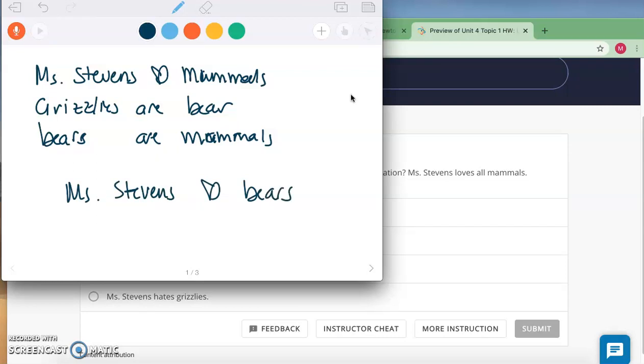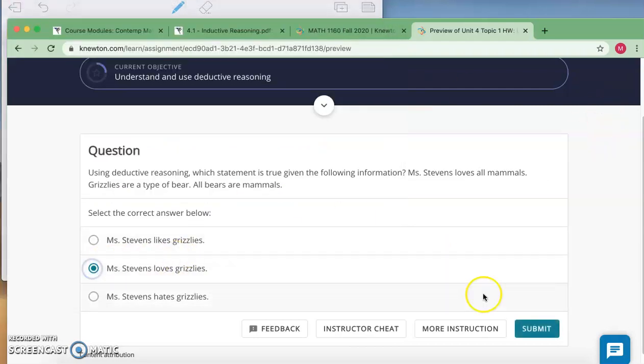Because if she didn't love bears, something here breaks down. Either the bears are not mammals, or grizzlies are not bears, or she doesn't love mammals. So since we know all of these are true, this has to be true. So let's click on that.